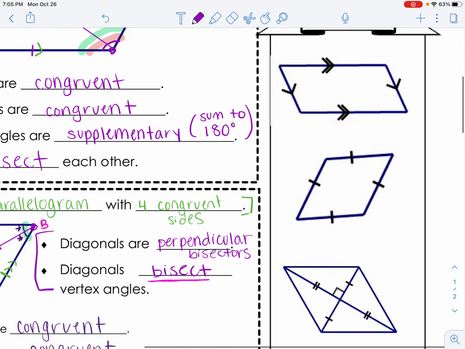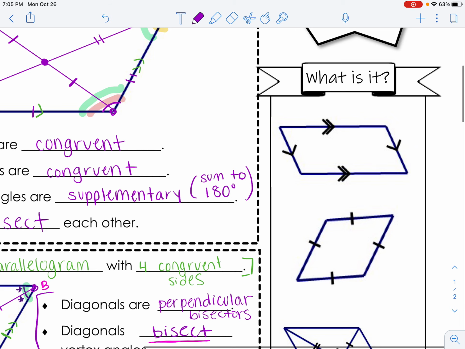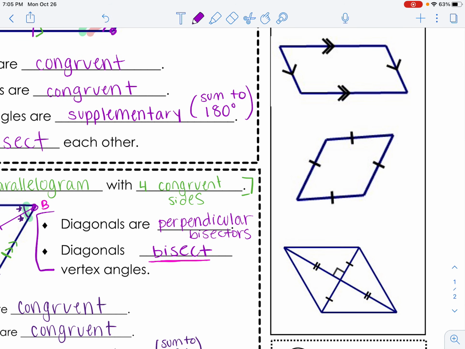What type of quadrilateral is it? That's what it says. What is it? So in the first one, all that I have labeled is that these two sides are parallel to each other, and these two sides are parallel. So how would you categorize this quadrilateral? If you said a parallelogram, you are correct. Because to be a parallelogram, all you need is opposite sides parallel.